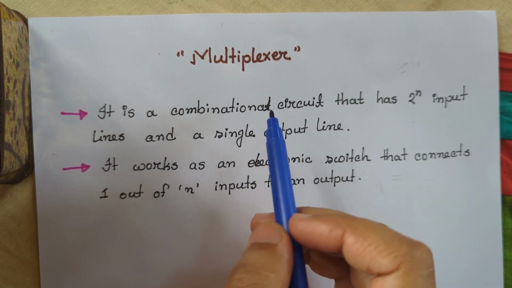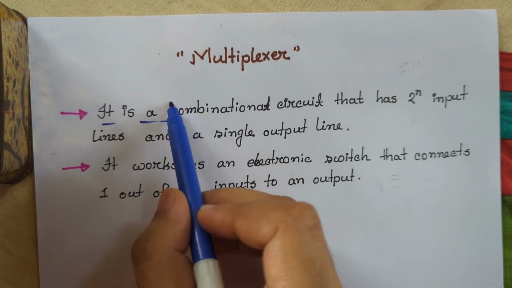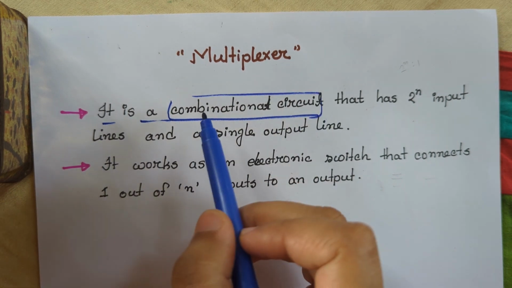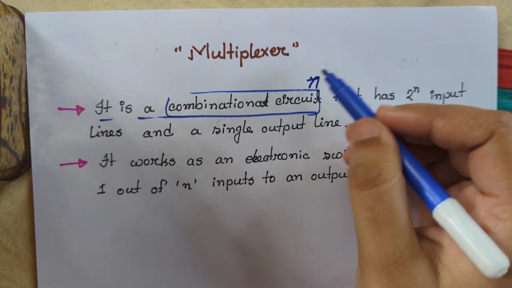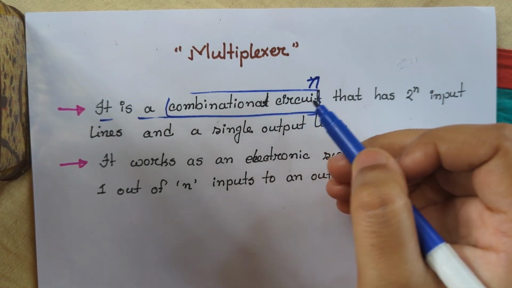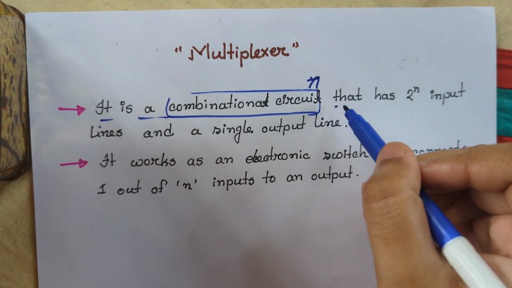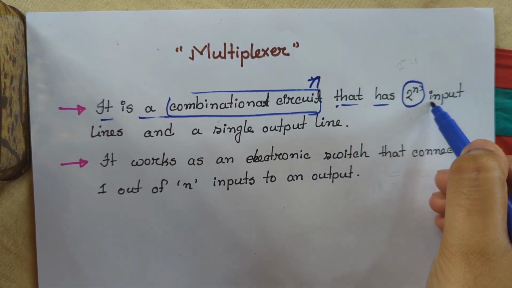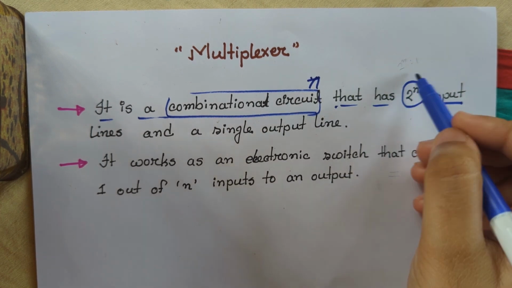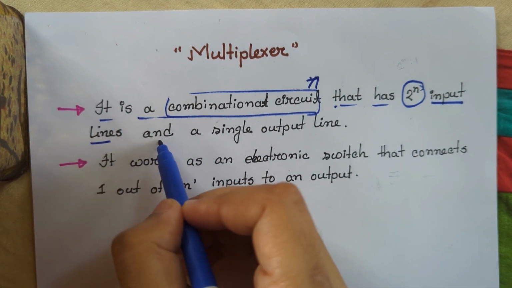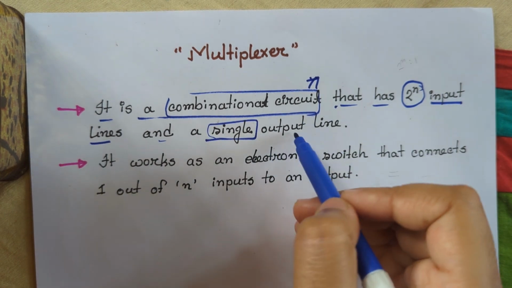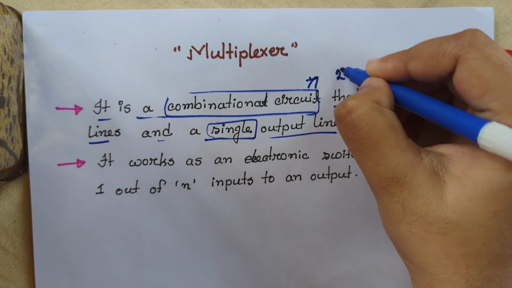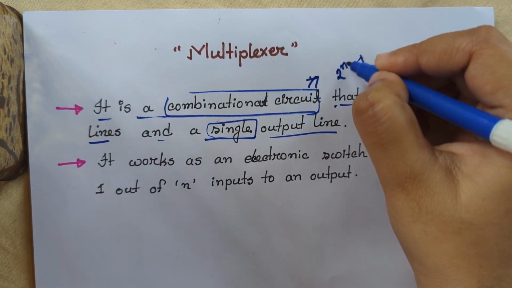Let's see the definition of multiplexer. It is a combinational circuit. What is a combinational circuit? Where the output depends on the current inputs, not on the previous input. That is a combinational circuit. So it is a combinational circuit that has 2 to the power n input lines and a single output, means taking 2 to the power n inputs it will give us a single output. Here the ratio will be 2 to the power n is to 1, means this is the input and this is our output.